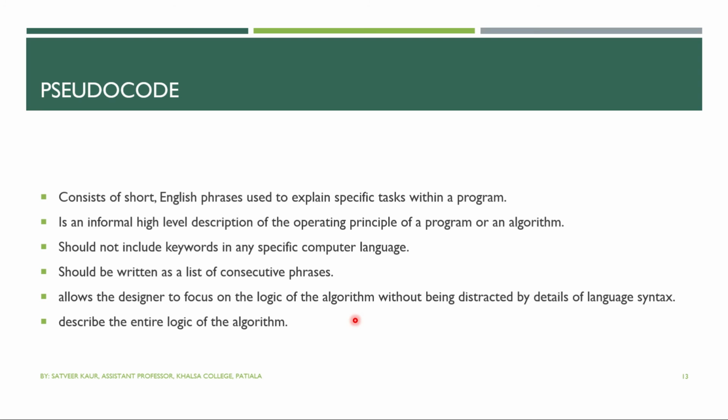The next one is pseudocode. Basically, it consists of short English phrases used to explain specific tasks within a program. And it is an informal high-level description of the operating principle of a program or an algorithm. It should not include keywords of any specific computer language. It should be written as a list of consecutive phrases, and it allows the designer to focus on the logic of the algorithm without being distracted by the details of language syntax. It describes the entire logic of the algorithm.